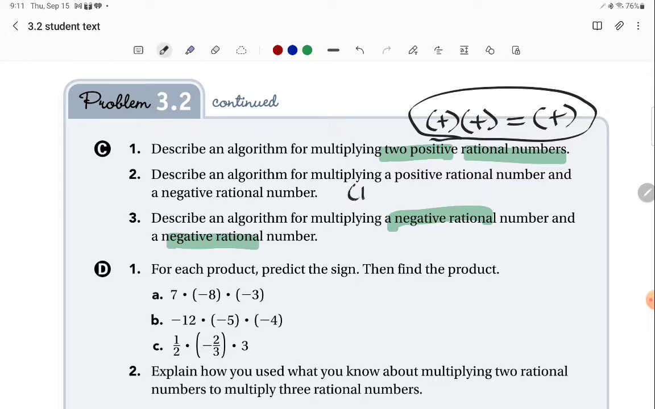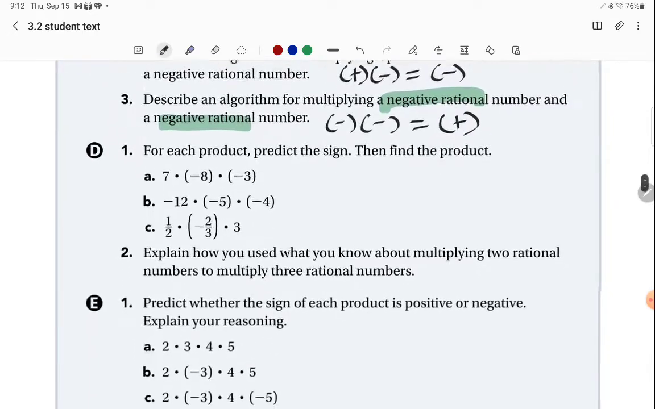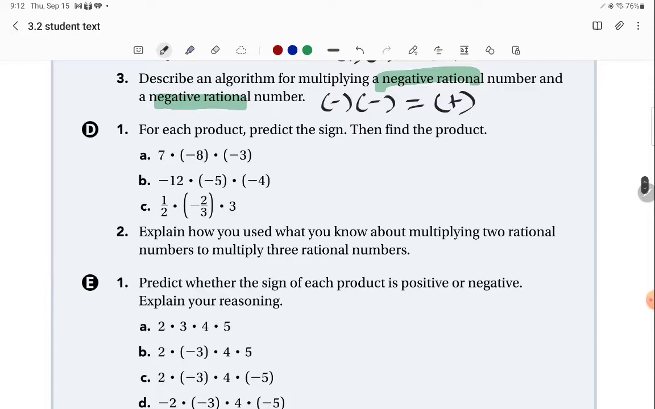Here, it's a positive times a negative. My product is always a negative. A negative times a negative. My product is always a positive. All right, so visually in my head, this is what I see. Write the words out as well. That's hugely important. And let's jump on to D.